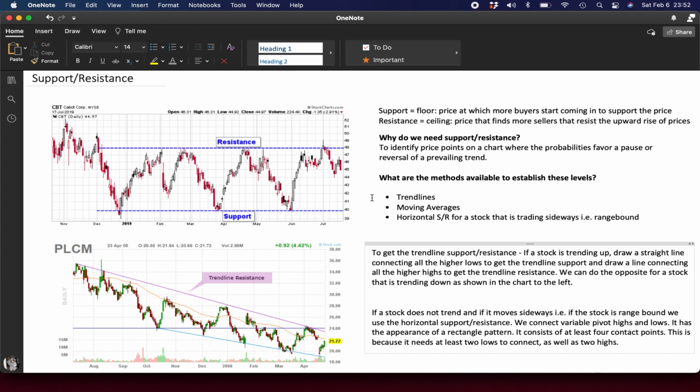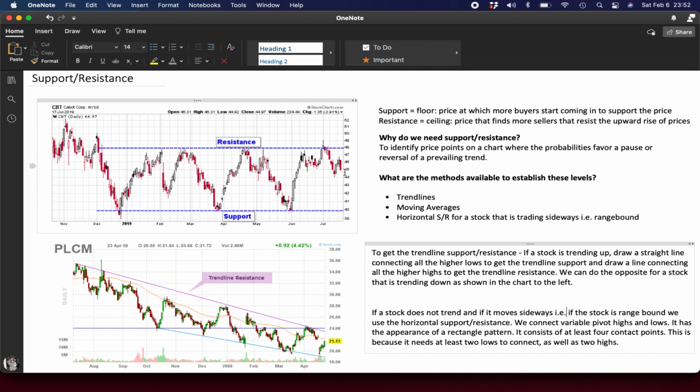Now, what are the different methods available to establish these levels? Again, this can be identified on charts using trend lines. Moving averages can also be used as support and resistance levels, but more on that later when we discuss moving averages. I've dedicated a separate video for this.